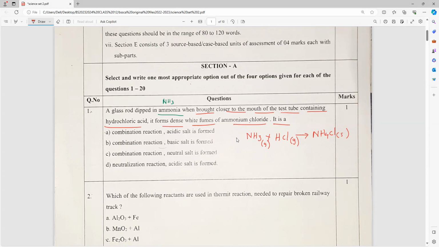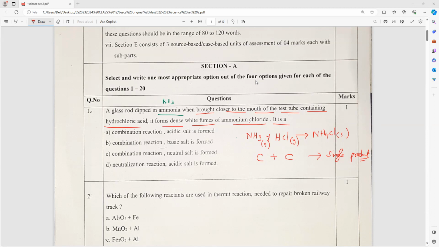Of course, you might remember this, and by seeing this you might say it is a combination reaction. A compound and a compound are reacting, and we get a single product, so it is a combination reaction. But here, if you have noticed, what kind of reaction is it? That's why this MCQ is very, very important.